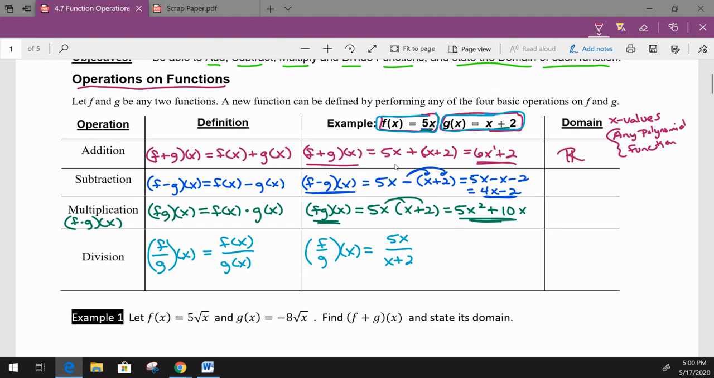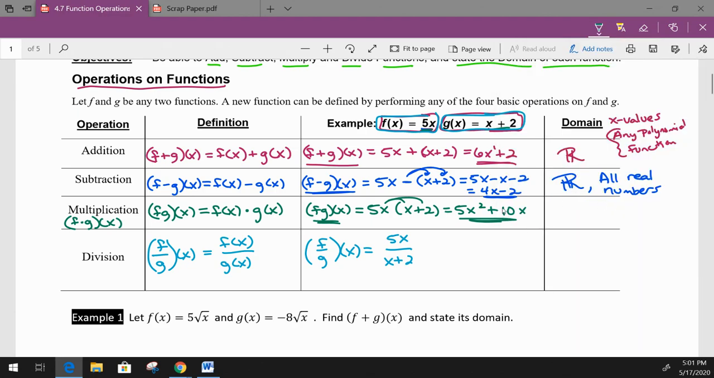So the adding problem is a linear function, which is one of the polynomial functions. The subtraction is also a polynomial function, so that one will also have a domain of all real numbers. Now you can either write all real numbers, you can write it out, or you can write the symbol, which is kind of like a capital R with a line through it, but you have to write the symbol correctly. There are other ways to write this domain that you'll learn in other classes.